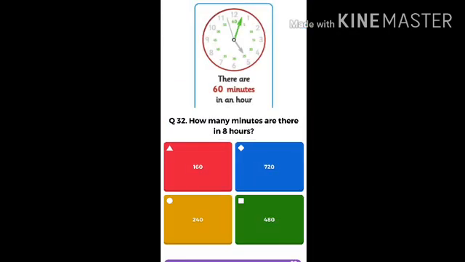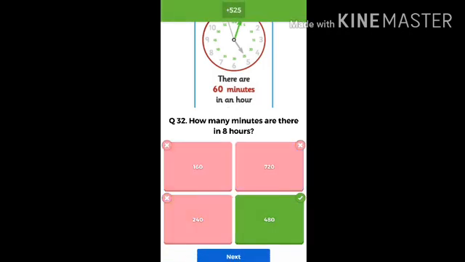How many minutes are there in 8 hours? 1 hour is equal to 60 minutes. 2 hours is equal to 60 multiplied by 2, 120 minutes. 3 hours is equal to 60 multiplied by 3, 180 minutes. Similarly, 8 hours is equal to 60 multiplied by 8, 480 minutes.